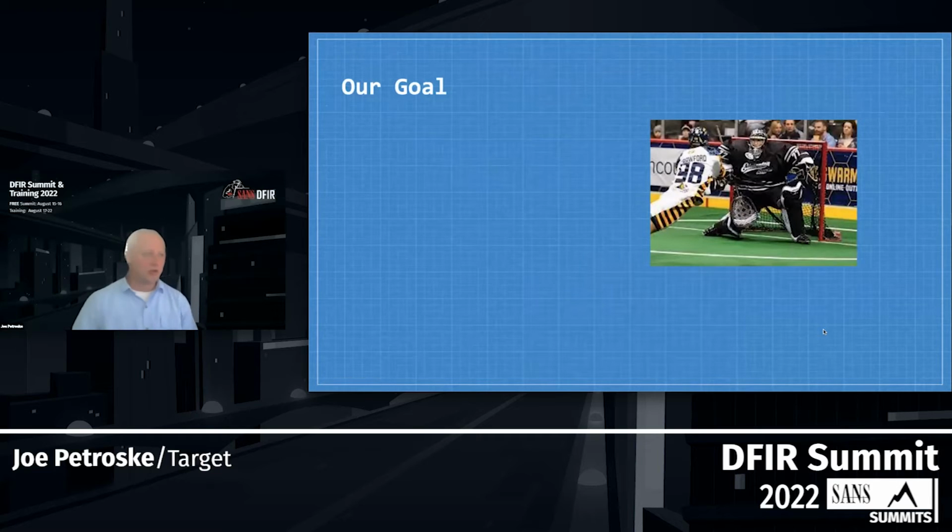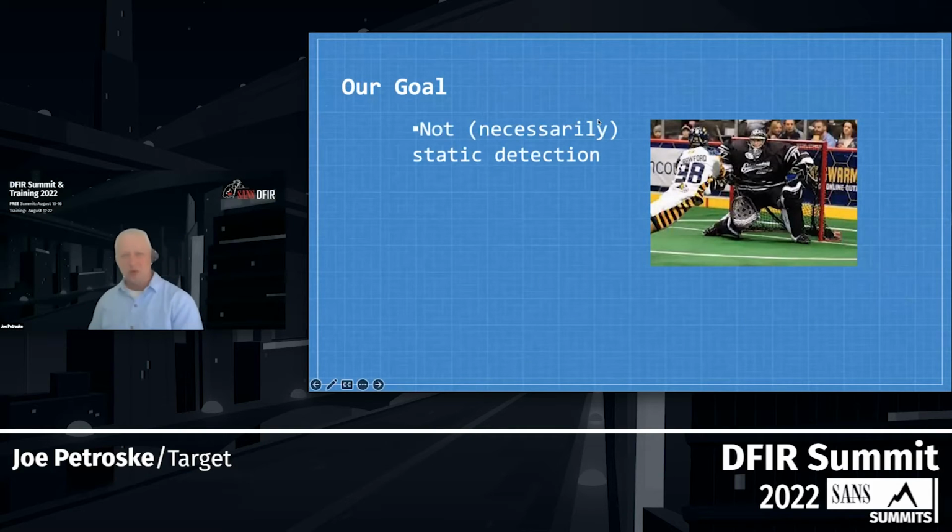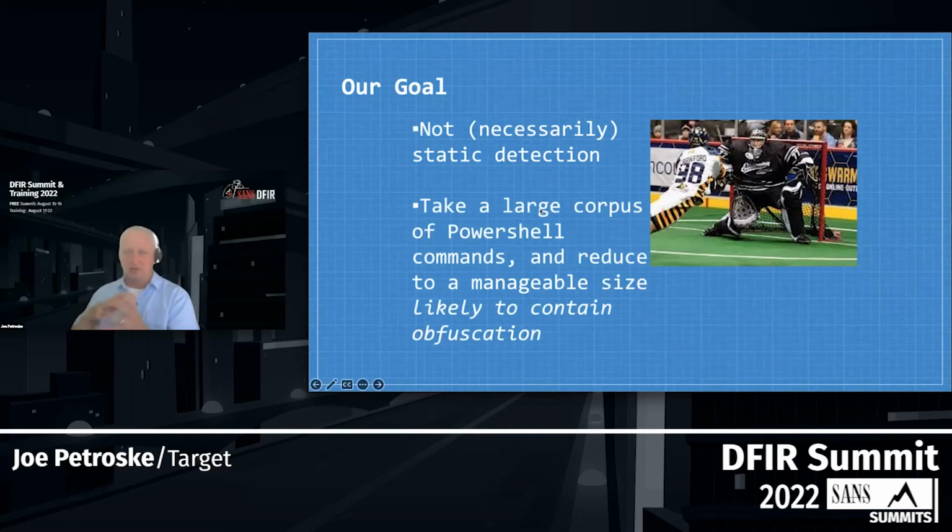Let's talk about what our goal is when we use a technique such as this for hunting. We wouldn't necessarily be making a static detection out of this. I always draw a distinction between static detection, where something happens and you alert, versus more of a threat hunting approach, which is what we're going to be doing. You take a lot of data and reduce it to such a manageable level that, if there's evil stuff in here, it will most likely be in this smaller corpus of things that you just identified.